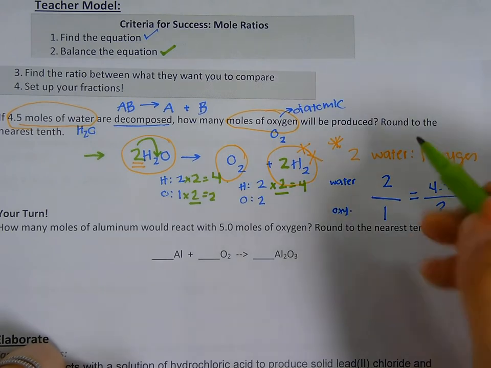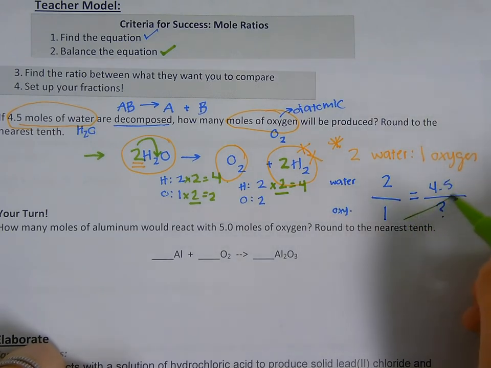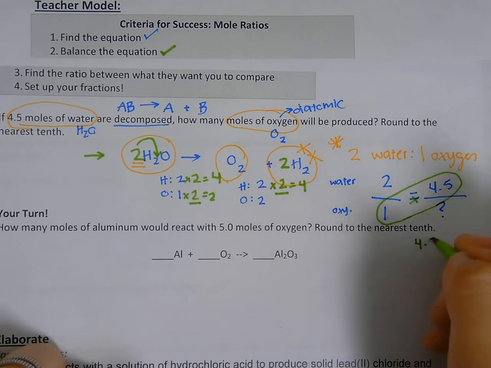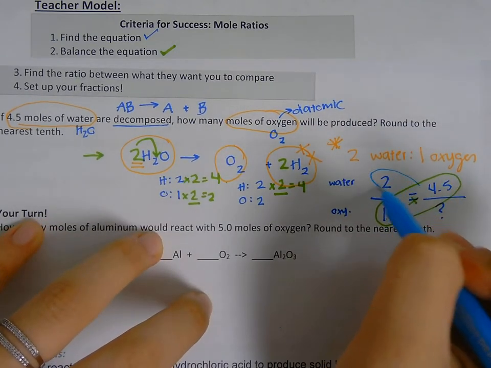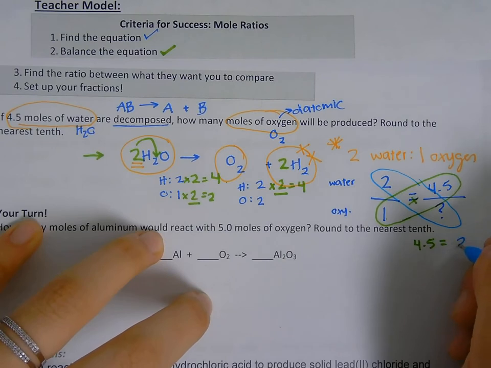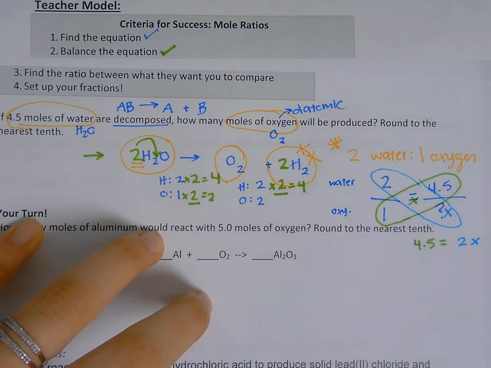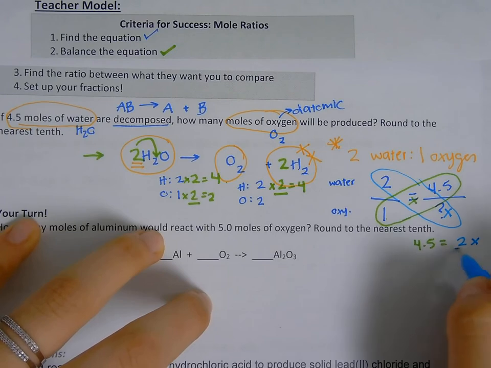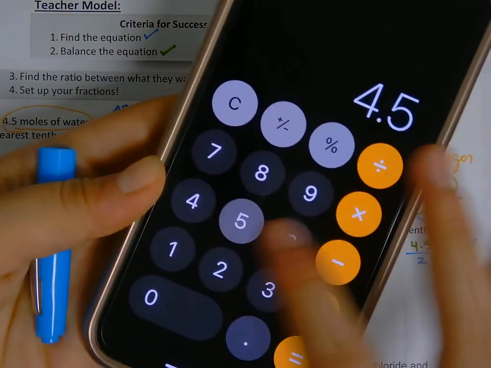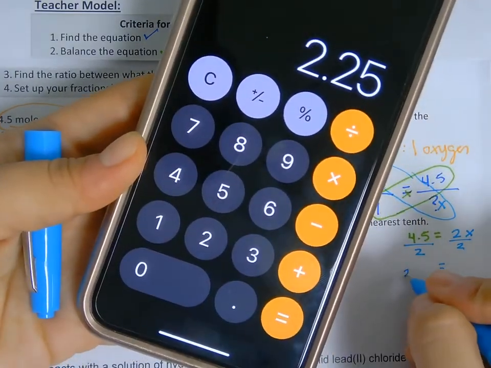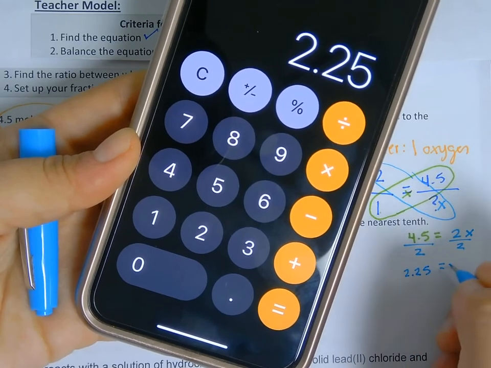So I can do my butterfly multiplication method where I can multiply this. So 1 times 4.5 is 4.5 equal to, and then I can multiply my other part of the butterfly, 2 times something. So 2 times x. I'm going to call this x. So now I can just solve for x, divide both sides by 2, and 4.5 divided by 2, if you can do this in your head, super proud. So 4.5 divided by 2 is 2.25 is equal to x.